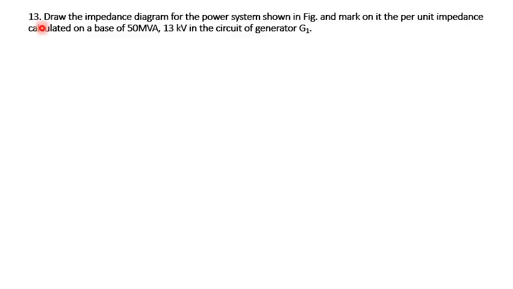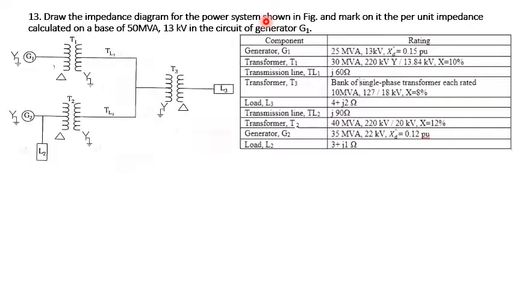Let's discuss another one. Draw the impedance diagram for the power system shown in the figure, and mark on it the per unit impedance calculated on a base of 50 MVA, 13 kV in the circuit of generator G1. Okay, these are the parameters, components and ratings which are given.